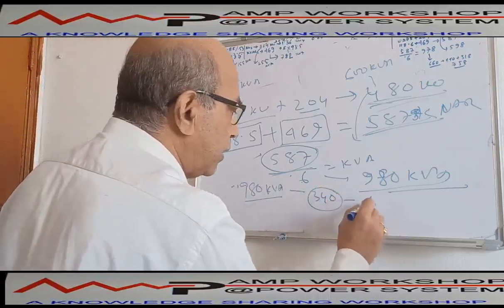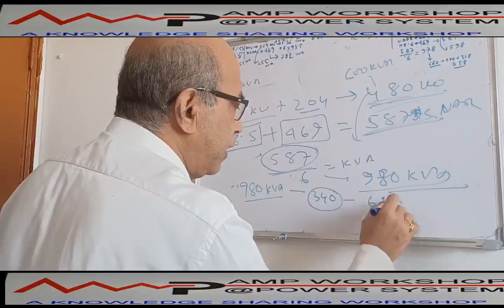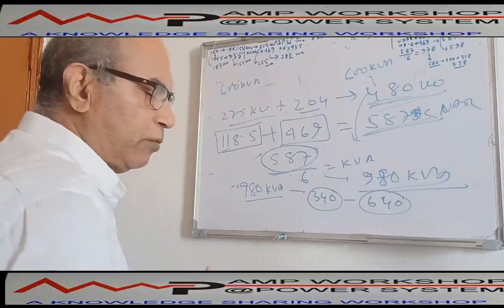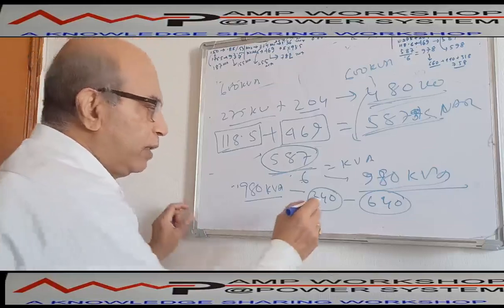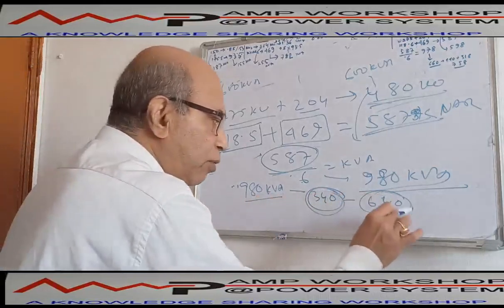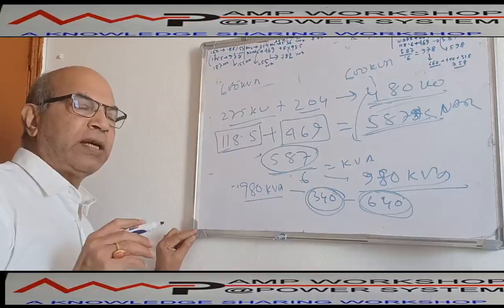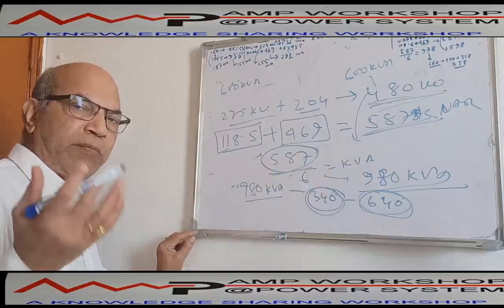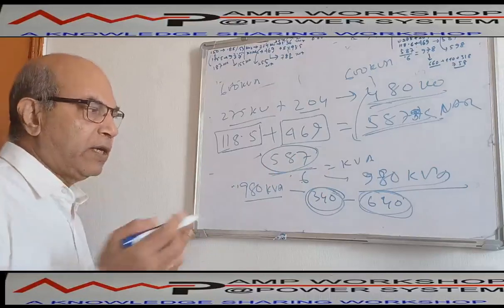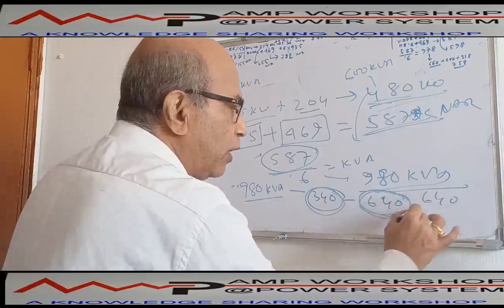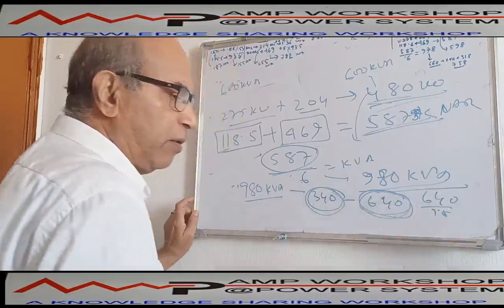The balance, 640 kVA, is required for the motor starting. Now we have said already that we have to maintain this 340 kVA. This 640 kVA is required only during starting of the motor, when it will draw this current. So if we consider the 50% margin in the generator, we can reduce this 640 by dividing by 1.5.